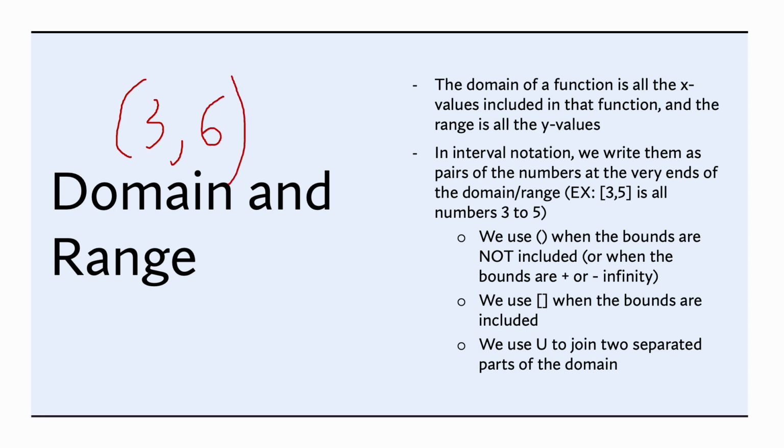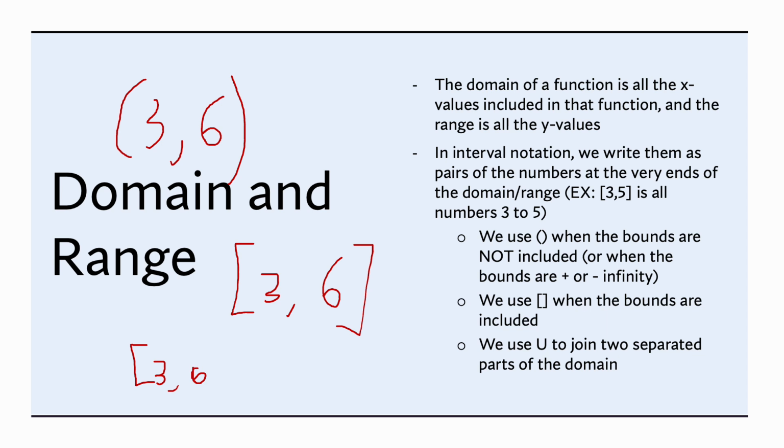This would be the domain or the range, but it would be the interval of all numbers from 3 to 6. Some important things to note: we use parentheses when the bounds are not included. So in this case, it will be every number from 3 to 6, but not 3 and 6. We use brackets when the bounds are included. So if it was bracket 3 and then 6 bracket, we know it's every number from 3 to 6, including 3 and 6.